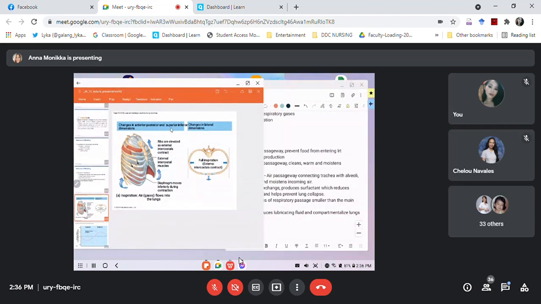Changes in anterior, posterior, and superior dimensions. So the ribs are elevated as the external intercostals contract. The diaphragm moves inferiorly during the contraction. This is during your inspiration. Gases flow into your lungs, getting inside of your lungs. So there will be expansion of your rib cage, in full inspiration.